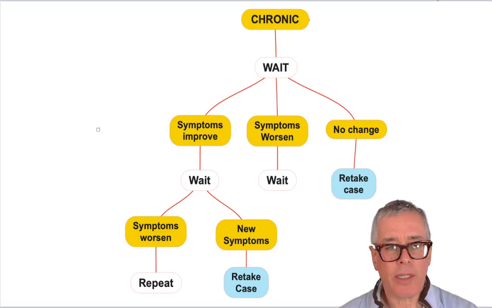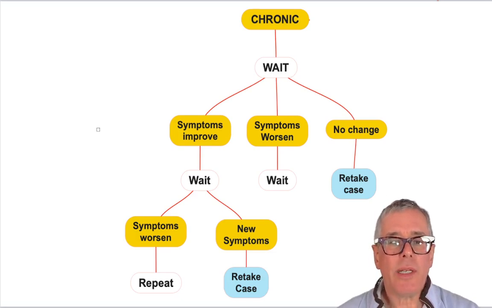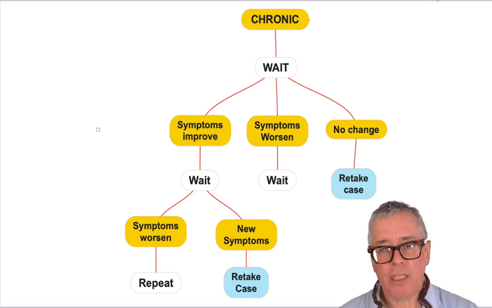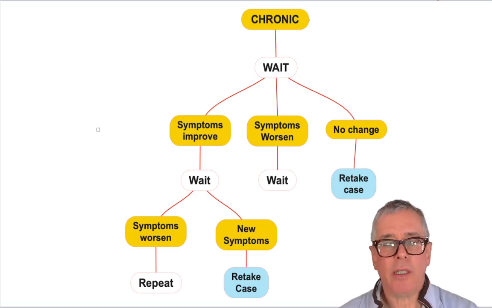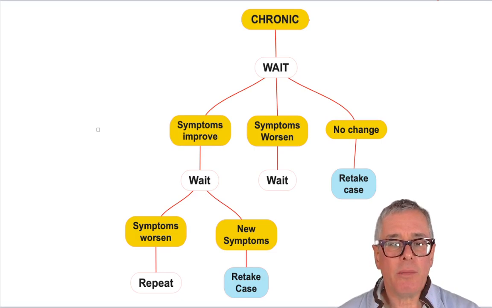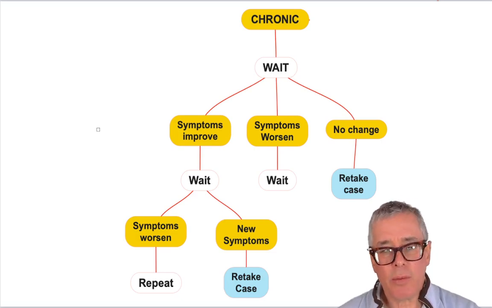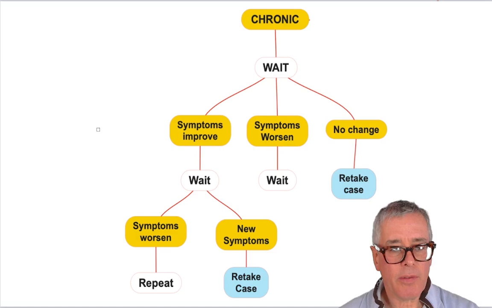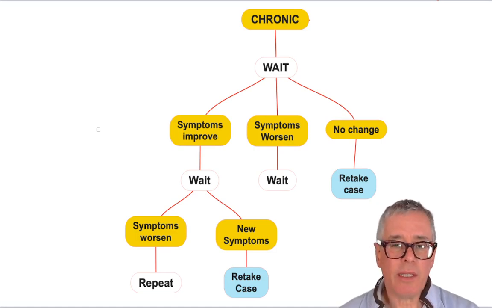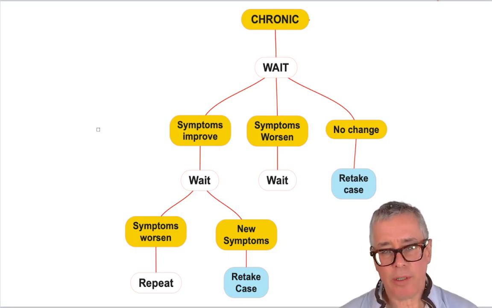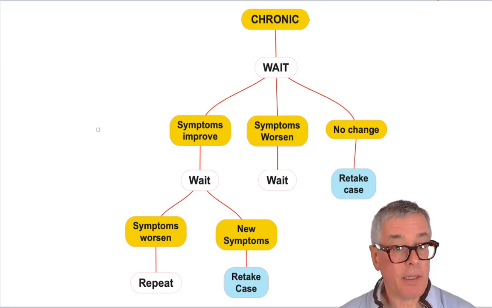Here we have the 3 parameters of what might happen after we take the remedy. The symptoms could improve, worsen, or there's no change. In the case of symptoms improving, we would wait. If the symptoms worsen and the symptoms of the disease are the same, we repeat the remedy. If we wait and the symptoms return and there are new symptoms, we'd want to retake the case because it's a new symptom story that needs to be addressed, perhaps the same remedy, but perhaps another remedy.